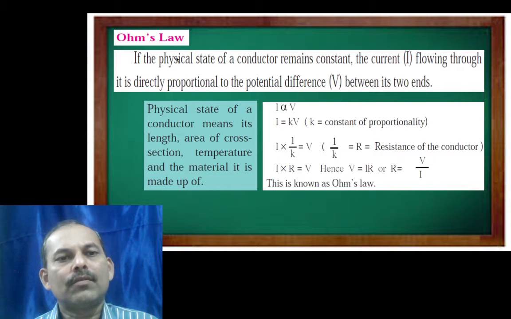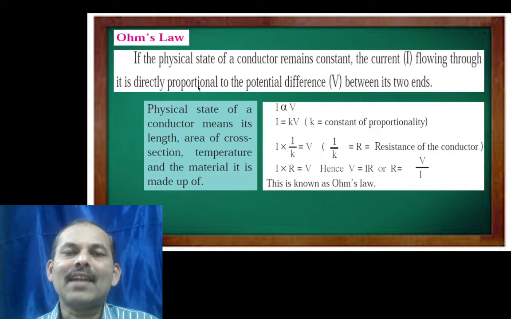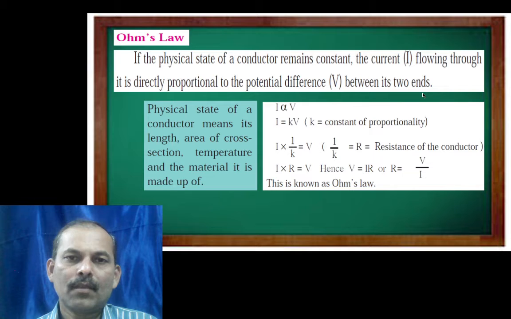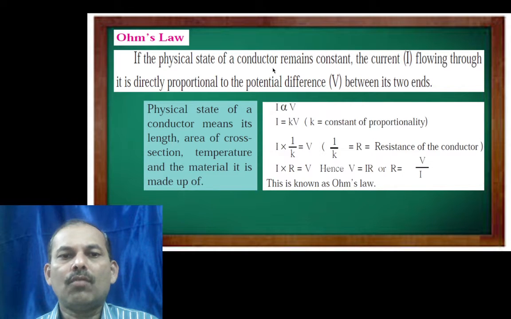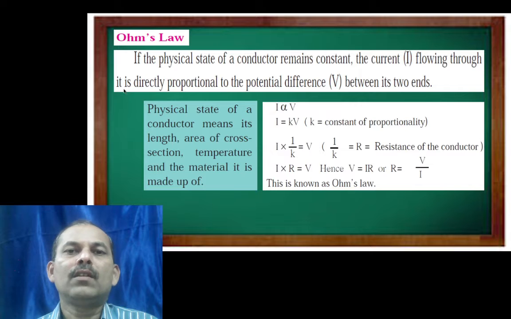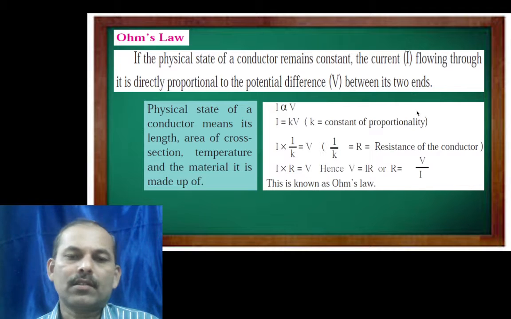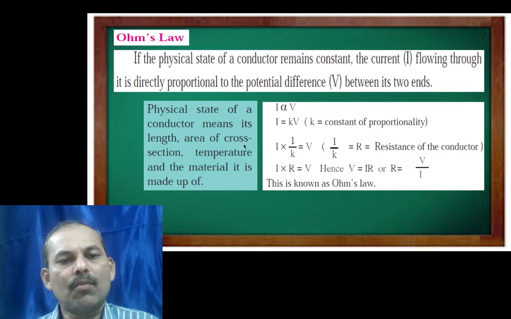What is Ohm's law? If the physical state of a conductor remains constant, the current I flowing through it is directly proportional to the potential difference V between its two ends, meaning I is directly proportional to V. Here, physical state of a conductor means its length, area of cross section, temperature and the material it is made of.